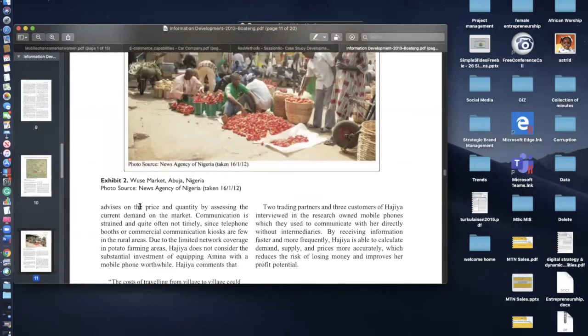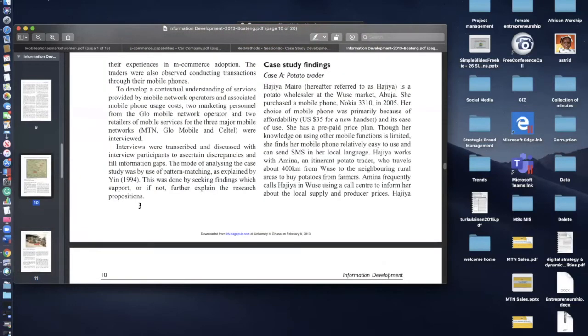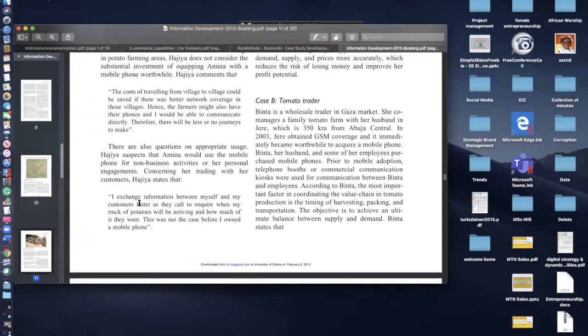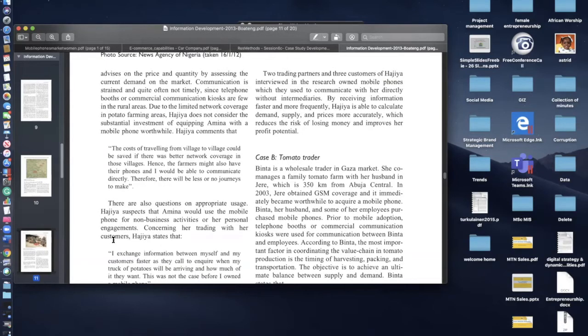But throughout her discussions with us, she could actually tell you why she adopted the mobile phone and what she was using it for. And then: "I exchange information between myself and customers faster as they call to inquire when the truck of potatoes will be arriving and how much of it they want. This was not the case before I owned the mobile phone." So here you can see cost savings. You're also seeing convenience in terms of information flow, communication benefits in terms of information flow and information exchange. So you can see examples of that.